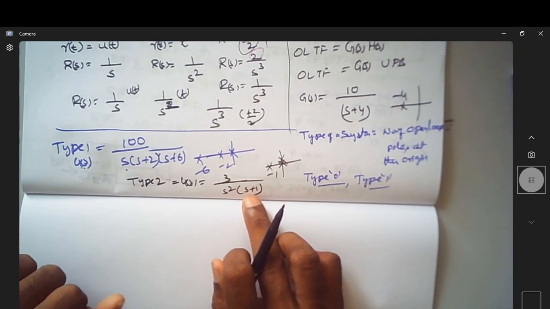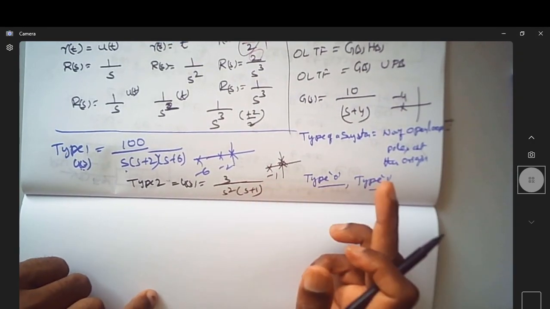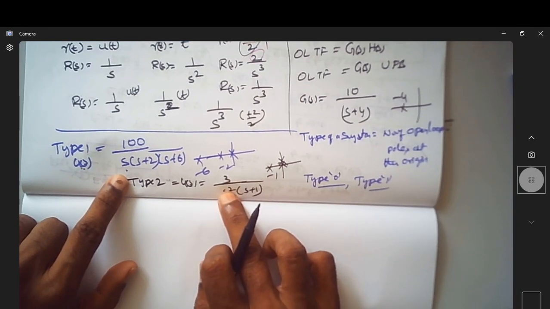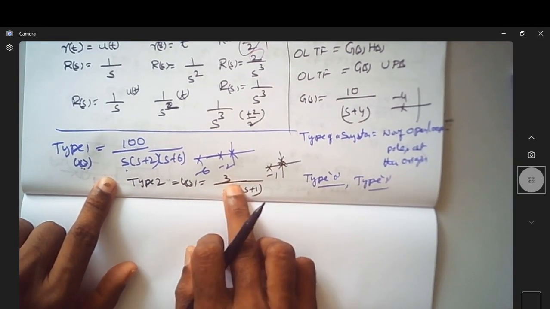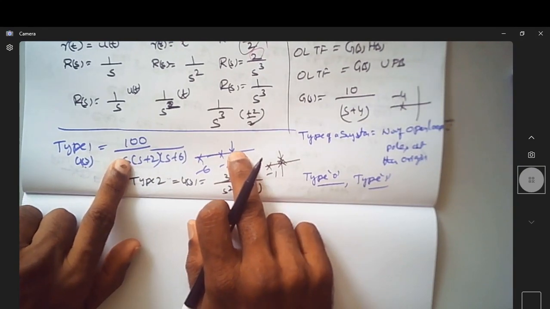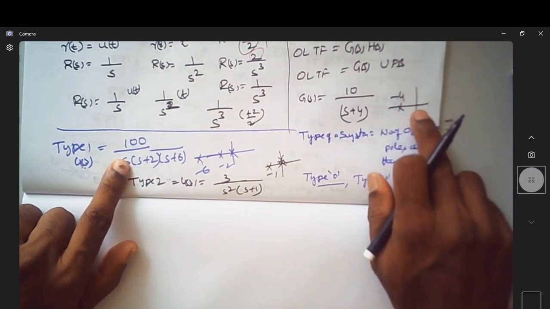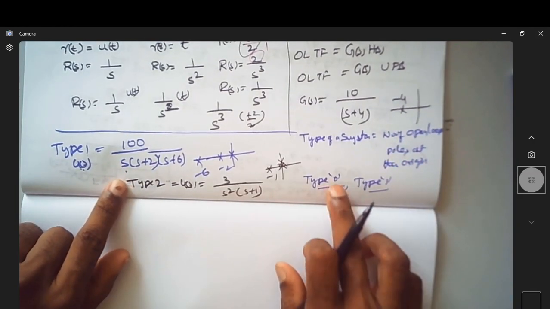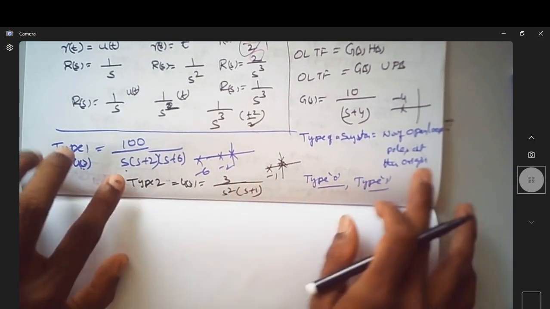Whether you have the other poles wherever they are, if there are 2 open loop poles at the origin, it is type 2. If it is 1 open loop pole at the origin, it is type 1. If there are no open loop poles at the origin, it is type 0. So it is type 0, type 1, type 2 for the system.